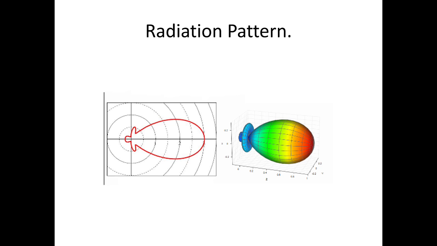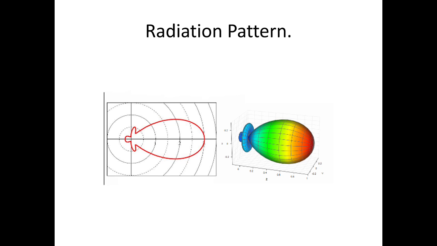As we can see in this example graph, this is the radiation pattern that is shown. It shows that the radiation is maximum in the z direction, where we see the reddish part, and it is minimum in the minus z direction, which we see as the bluish, faint blue part.